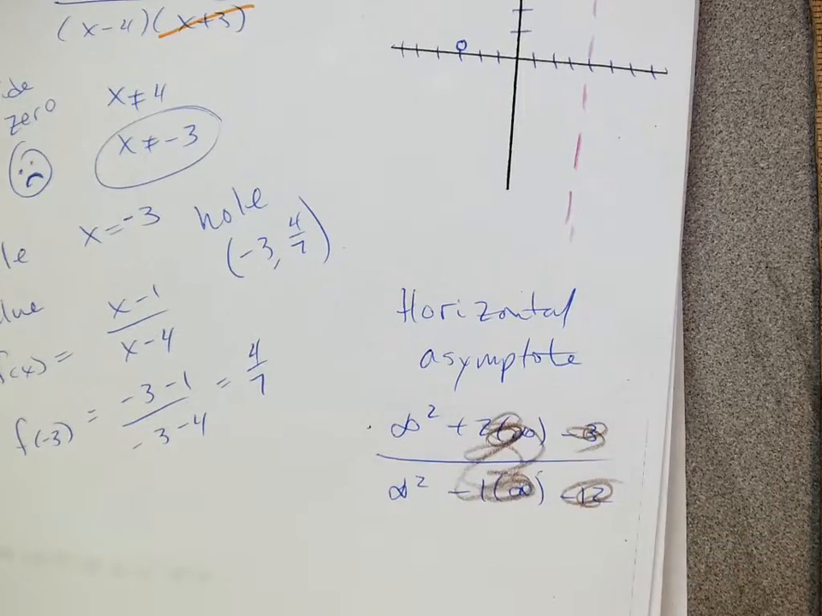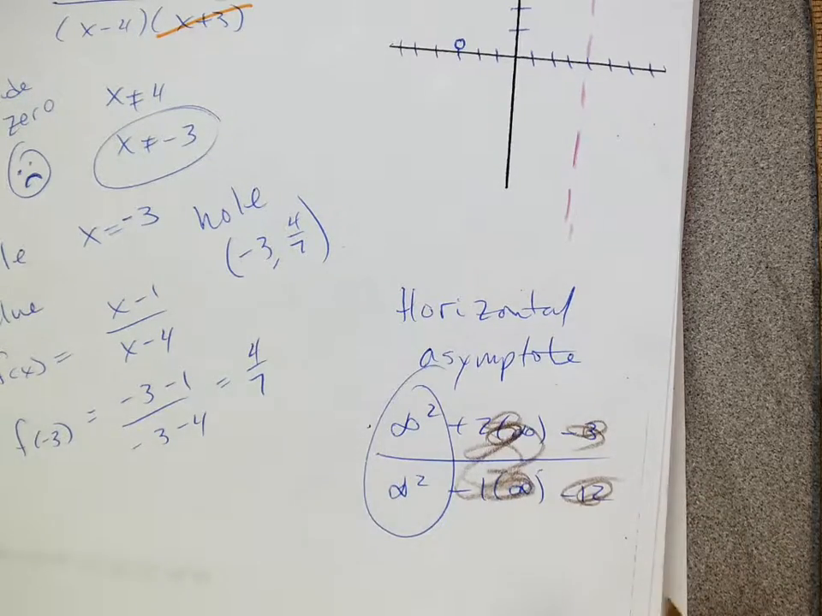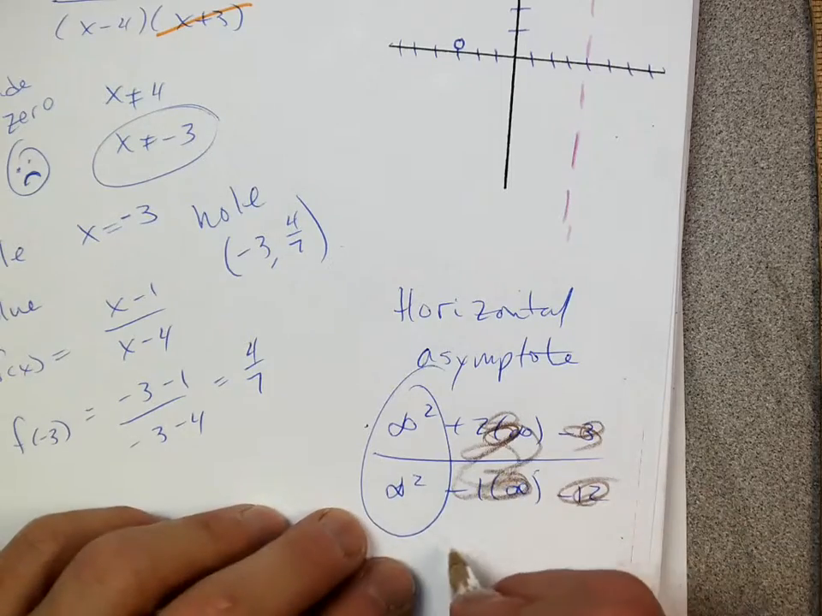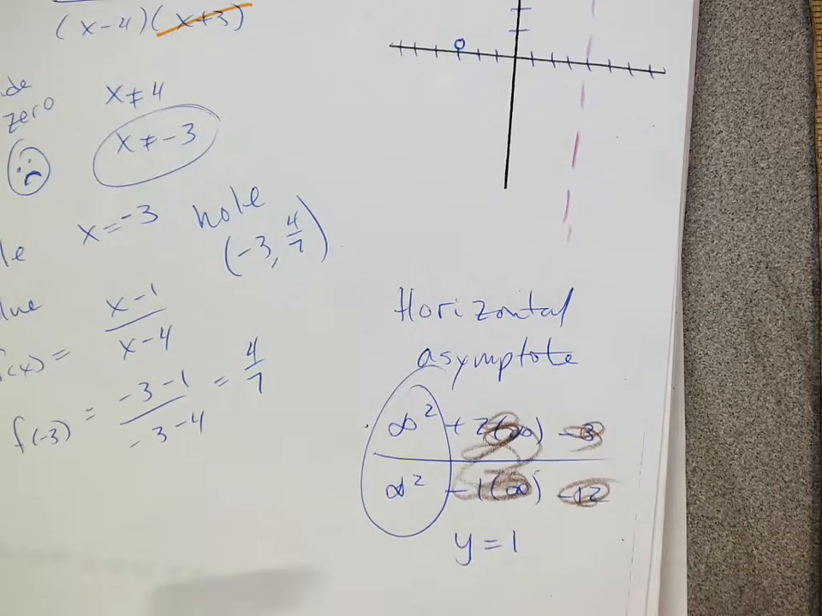So we're left with infinity squared over infinity squared, which should be 1, right? You guys agree with that? So my horizontal asymptote is at y equals 1. Okay, so I'm going to put that in my graph also.